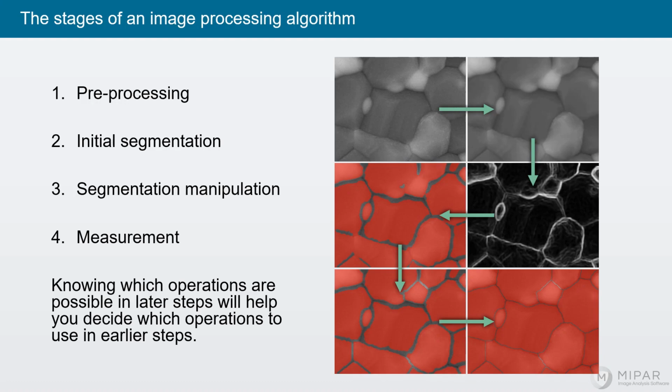So now let's talk about the stages of an image processing algorithm. We'll give a brief overview of each stage and what the purpose of that stage is. Later in the course, each one of these stages will be given its own full section. So we'll be going into a lot of detail later. Here I just want to give a brief overview of what's possible in each stage of the algorithm so that you can have that in mind when you're developing previous stages.